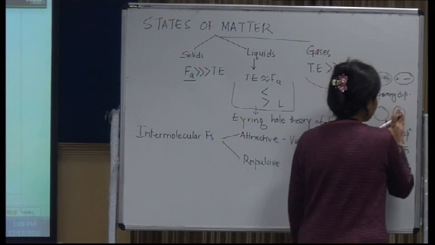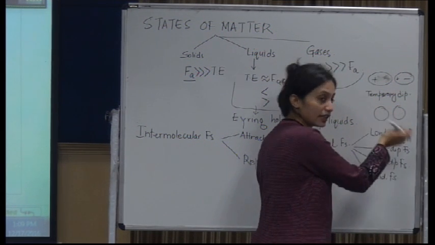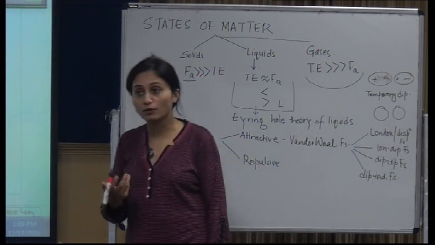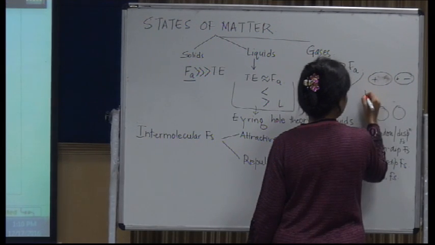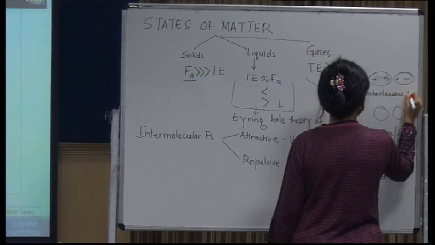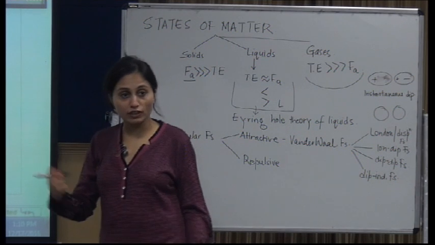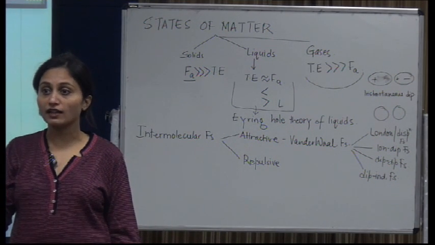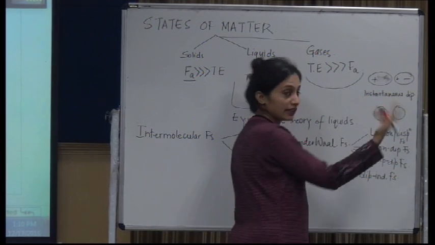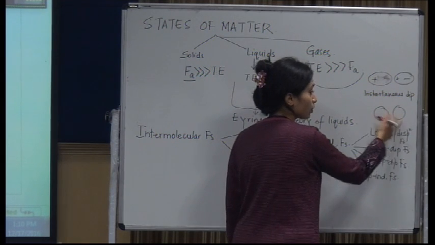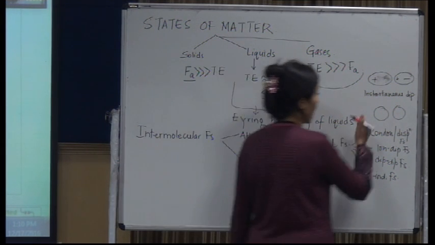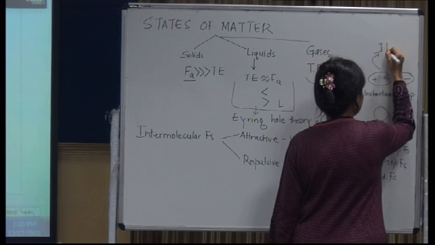So if these were existing between any two systems of the same size, some kind of an instantaneous or temporary dipole will be created. You can call it an instantaneous dipole also. An instantaneous dipole is created, which makes way for the attractive forces to operate. And such attractive forces, which act via the instantaneous dipole created in otherwise non-polar systems, are known as London dispersion forces.